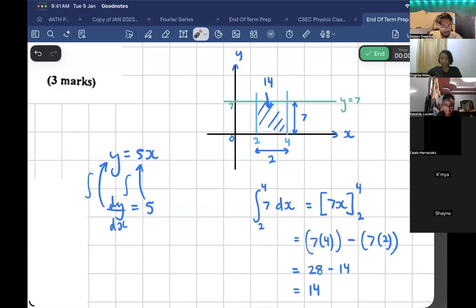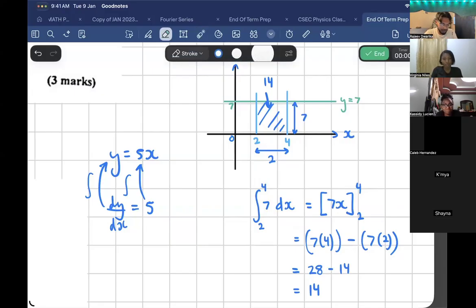Right. So Cassidy, could you tell me what dx means? Here's an x. The change in x. We started from x is equal to 2 and we went to where? X is equal to 4. Right. What was the change in x? 2. The change in x was 2. So if I multiply 7 by 2, what would I get? 14. Yeah.